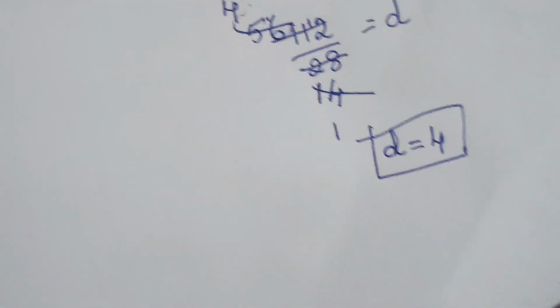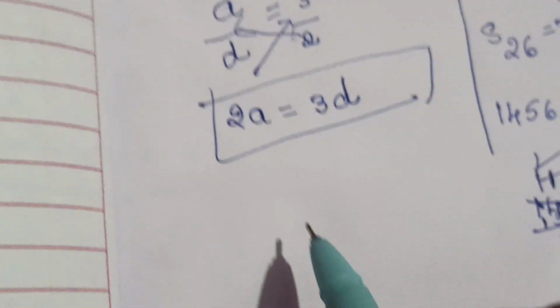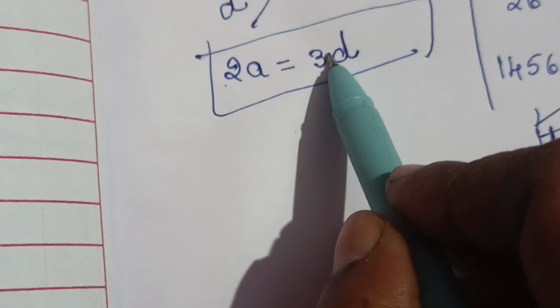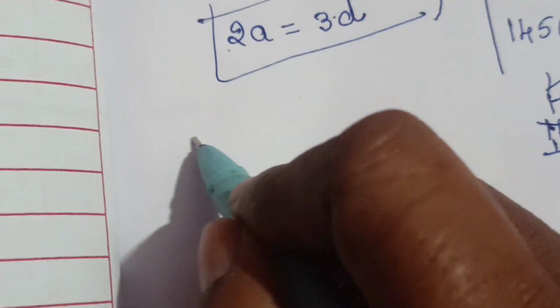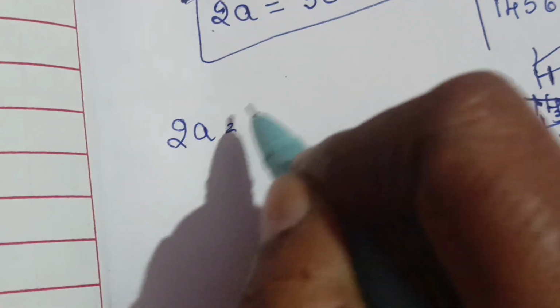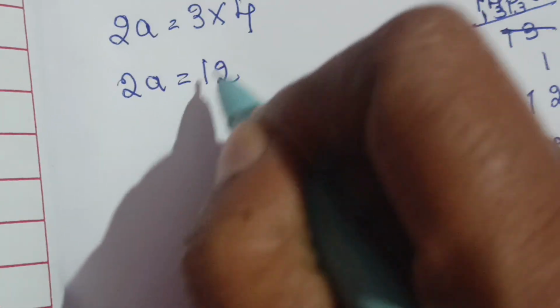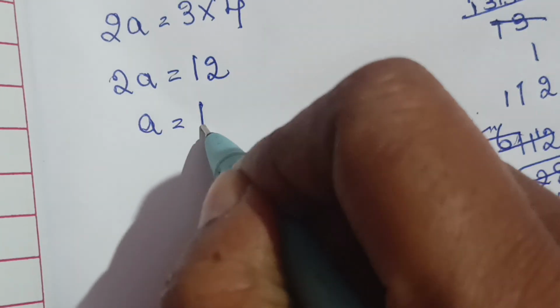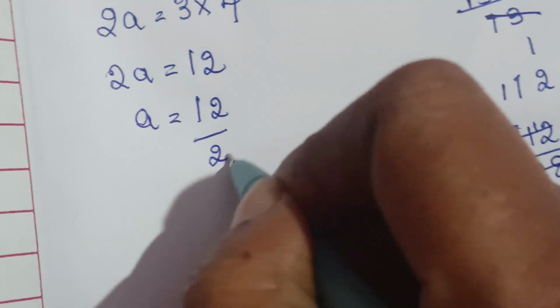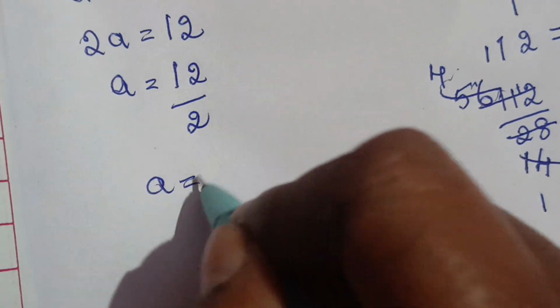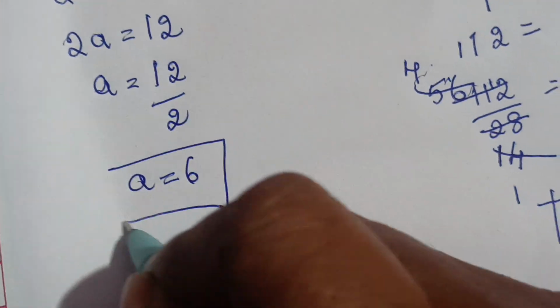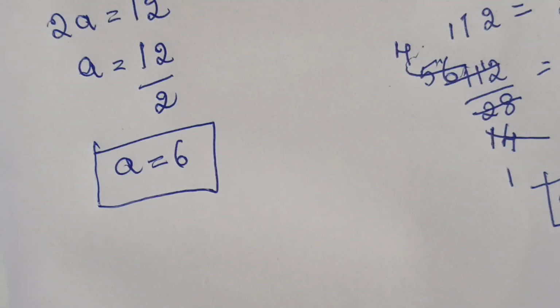Now you can find the value of a. How to find the value of a? You already know the relationship 2a is equal to 3d. So substitute 2a is equal to 3 into, what is the value of d we got? 4. So 2a is equal to 12. a is equal to 12 by 2. So a will be 6. That is, the first term will be 6.